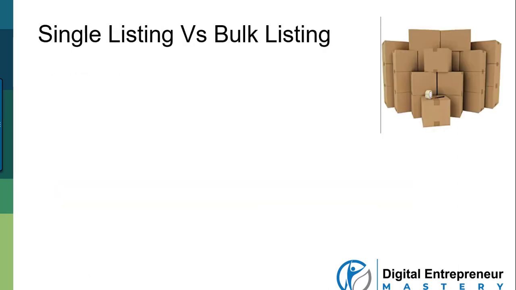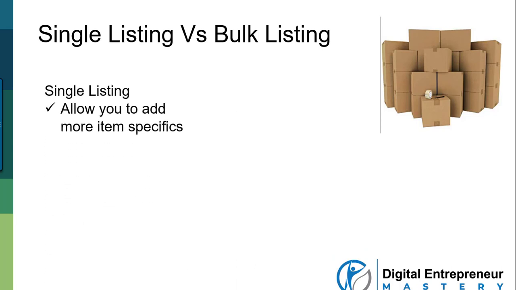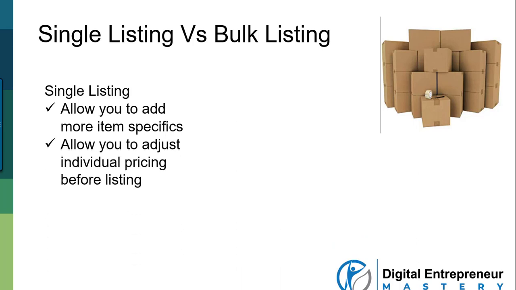On DSM we have two types of listing. One is a single listing, one is a bulk listing. I'll show you in a while. For single listing, DSM allows you to add more item specifics onto your listing, resulting in a higher ranking. This also allows you to adjust the individual pricing before you list your item.